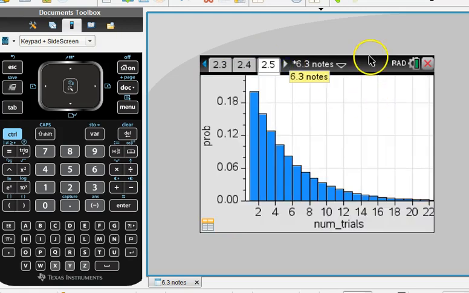Okay, there's the graph. Notice this looks like a decreasing exponential function on the top edge, and that's what a geometric model will look like. These are the probabilities that keep decreasing. Each probability is 0.8 times the previous probability.